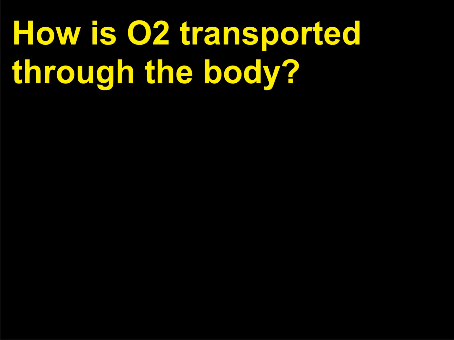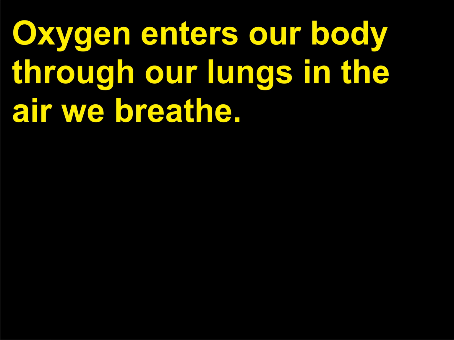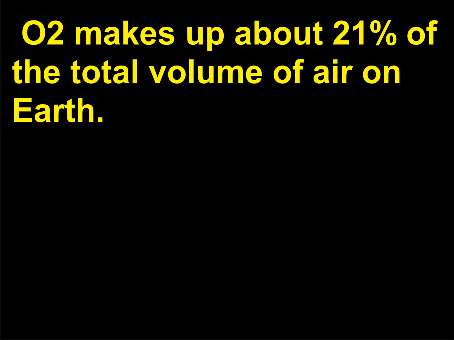How is O2 transported through the body? Oxygen enters our body through our lungs in the air we breathe. O2 makes up about 21% of the total volume of air on Earth.